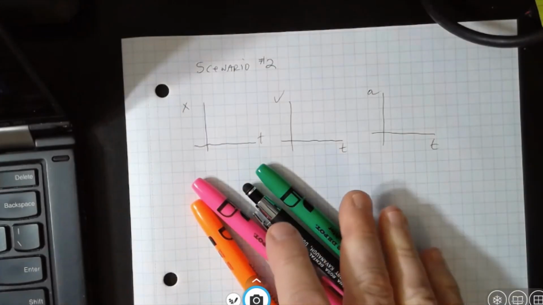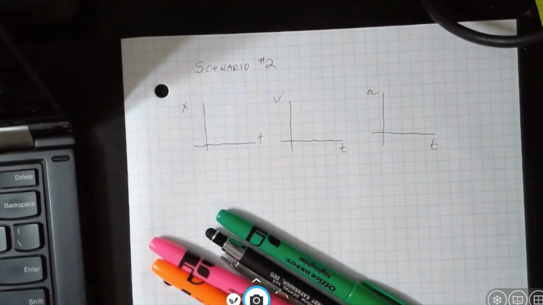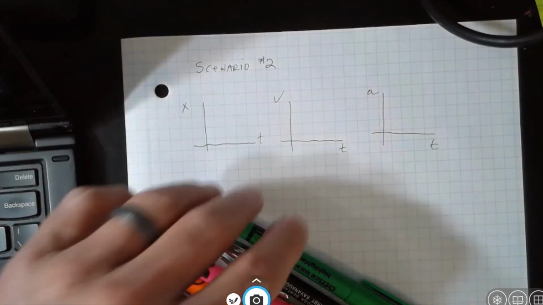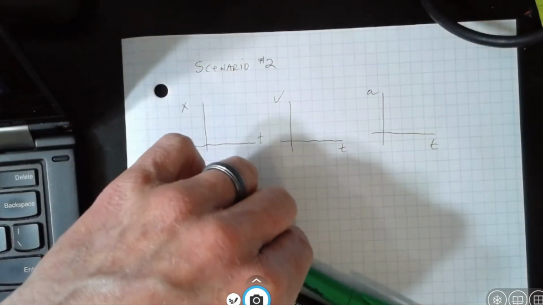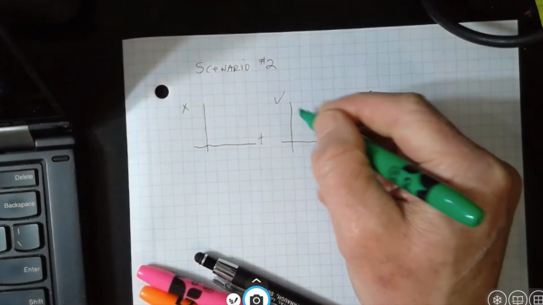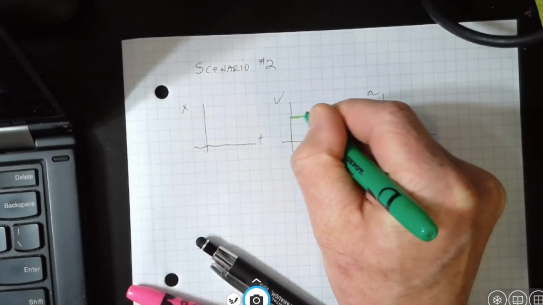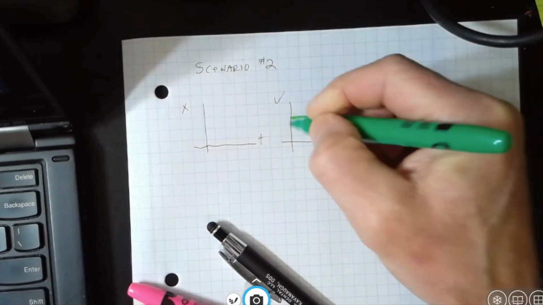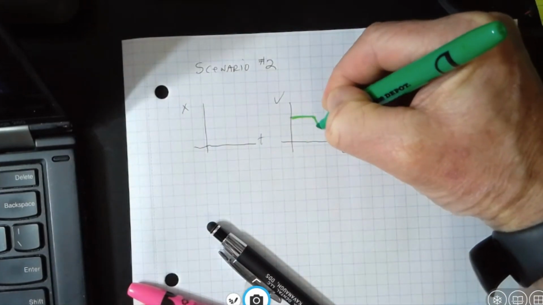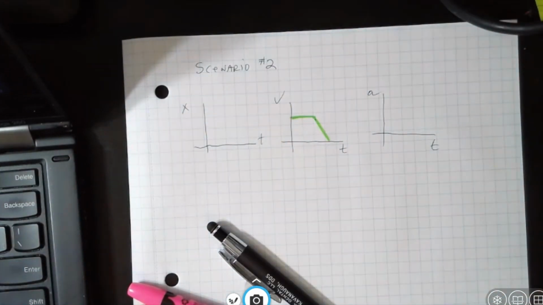Okay, in the first scenario, I basically gave you the verbal statement and we came up with our graphs. Sometimes we have one of our graphs and we need to create maybe the other two graphs and also create a verbal statement. So let's say we have maybe a car that's doing something like this. So let's go with our VT graph. Let's say we have something that looks like that.